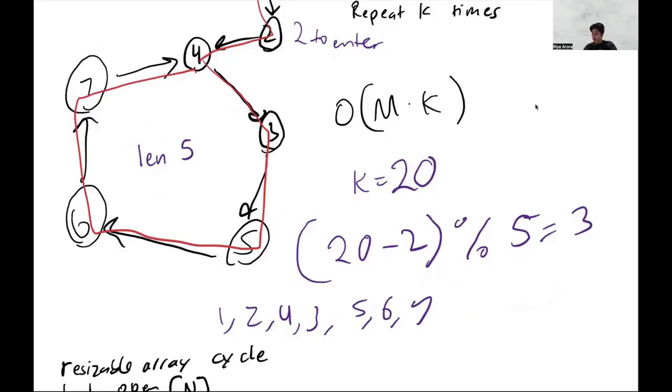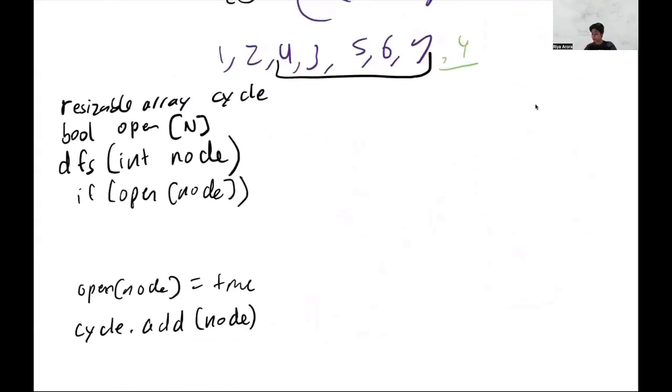And how do we know the length of the cycle? It's going to be this length here. This is the number of items in the cycle. So then here we're essentially having our cycle len equals the current len of cycle, the length of our cycle resizable array, minus the previous index.